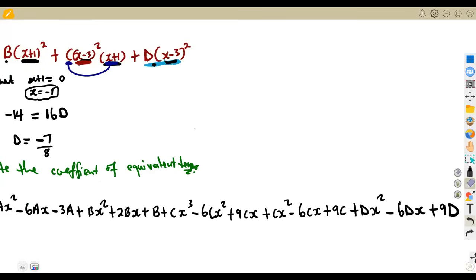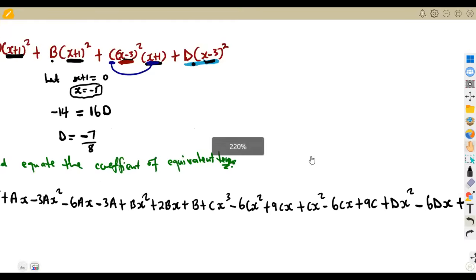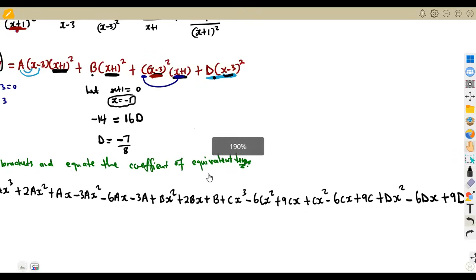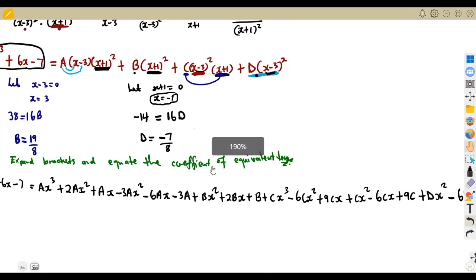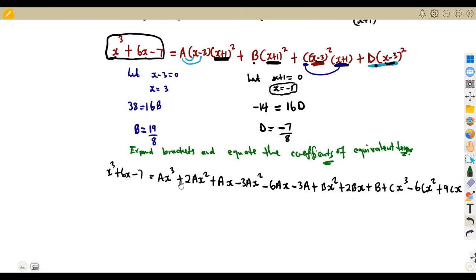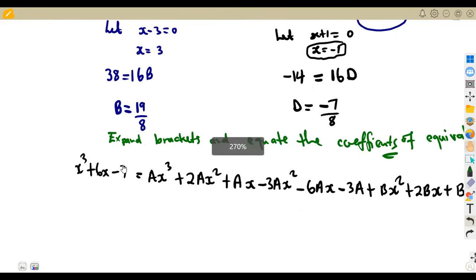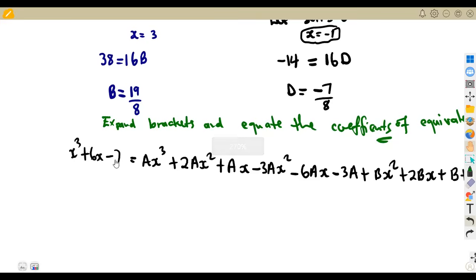We have expanded everything. So what is the purpose? Like I said, the purpose of expanding is that we'll be able to expand the brackets and equate the coefficients. So we're going to equate the coefficients of the equivalent terms. So what am I trying to say when I'm saying equivalent terms? If you check on the left-hand side here, this is what we have. On the left-hand side, we've got x cubed plus 6x minus 7. So if we take what is on the left-hand side and equate the coefficients of x cubed, you work with the coefficients of x cubed. The coefficient is the number that is affecting x cubed there. So you have to equate those coefficients.